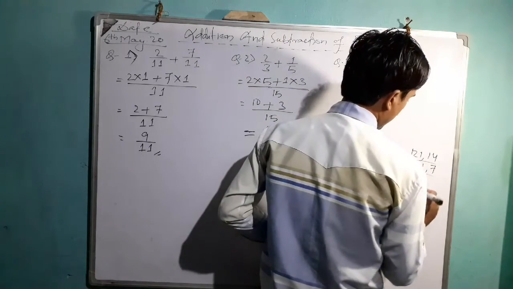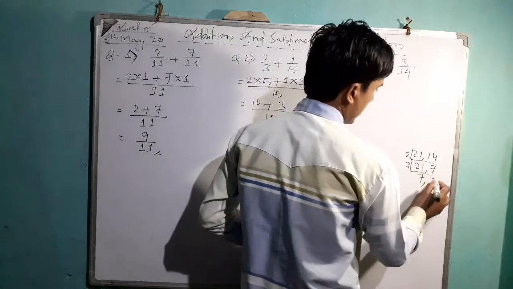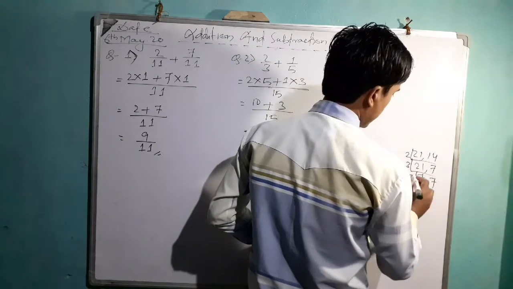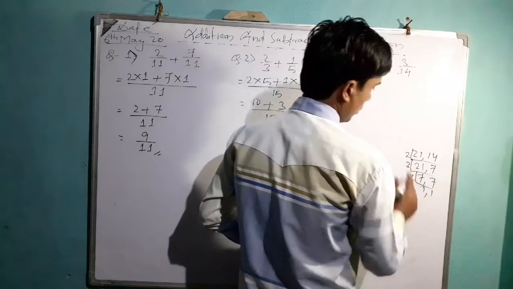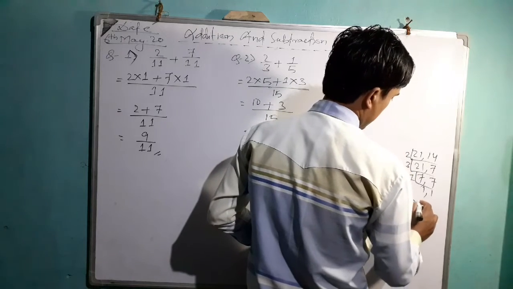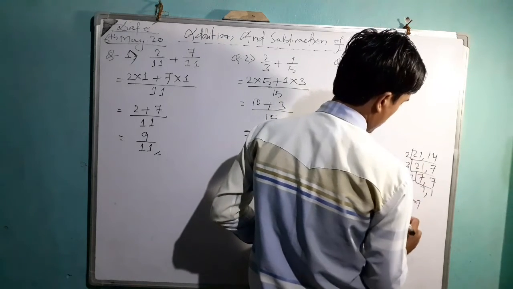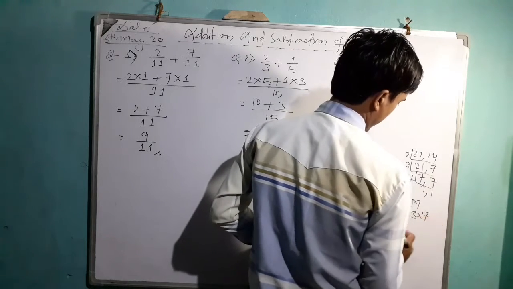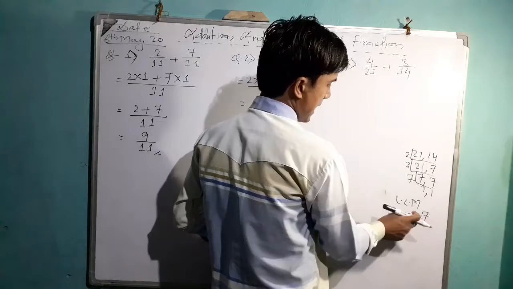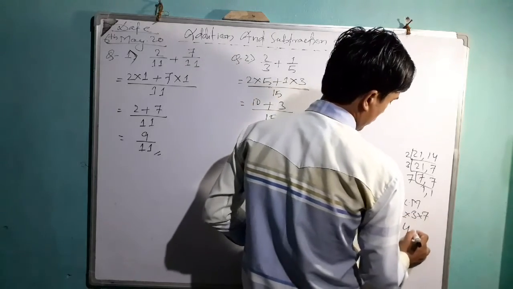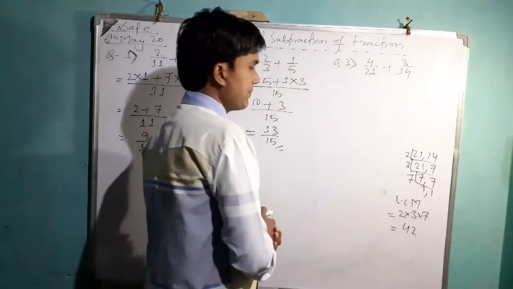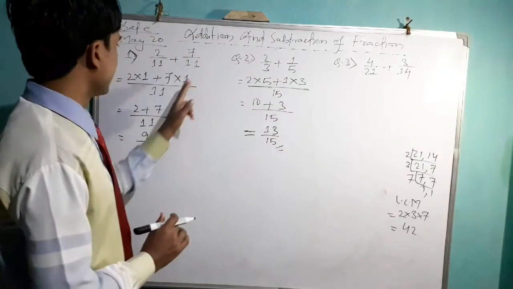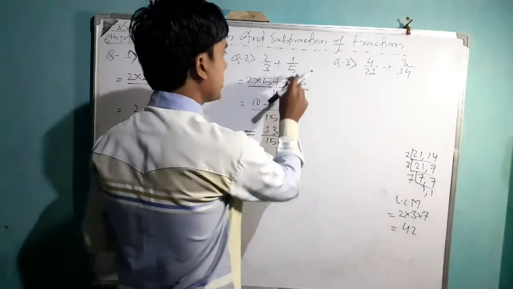3 7s are 21 and we don't get 7, so 7 as it is. Now we'll do 7 1s are 7. So LCM equals this 2 into this 3 into this 7. So 2 3s are 6 and 6 7s are 42. So we got here a different LCM. In the first case we got the same LCM. In the second case we got a different one.